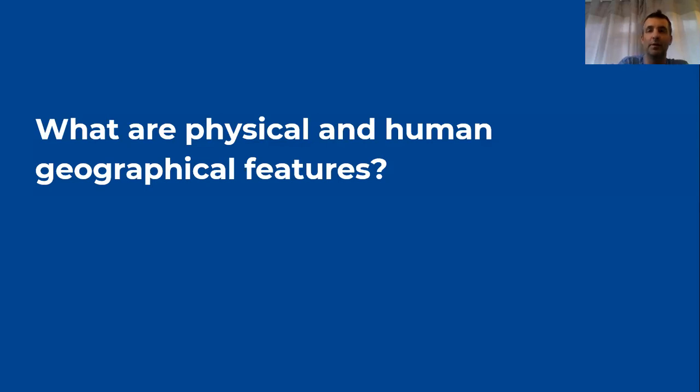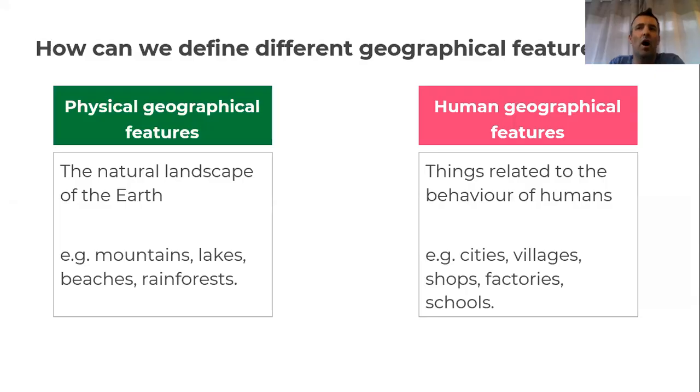So if you look at the green box, our physical geographical features are things that occur naturally on the landscape of the Earth. So things that aren't made by humans, they're just there because they're a natural part of the Earth. So examples are mountains, lakes, beaches, and rainforests. So they're things that aren't made by humans. They're things that are natural on the Earth. So they are called physical features.